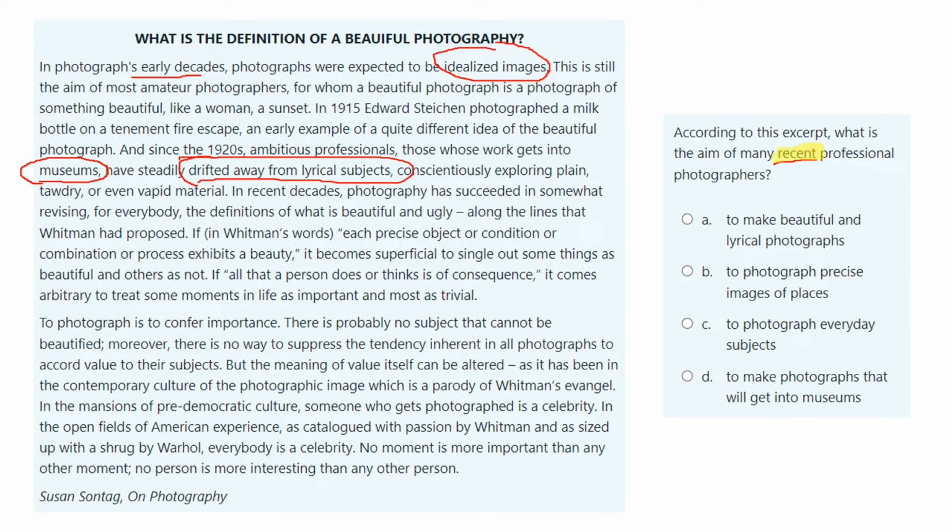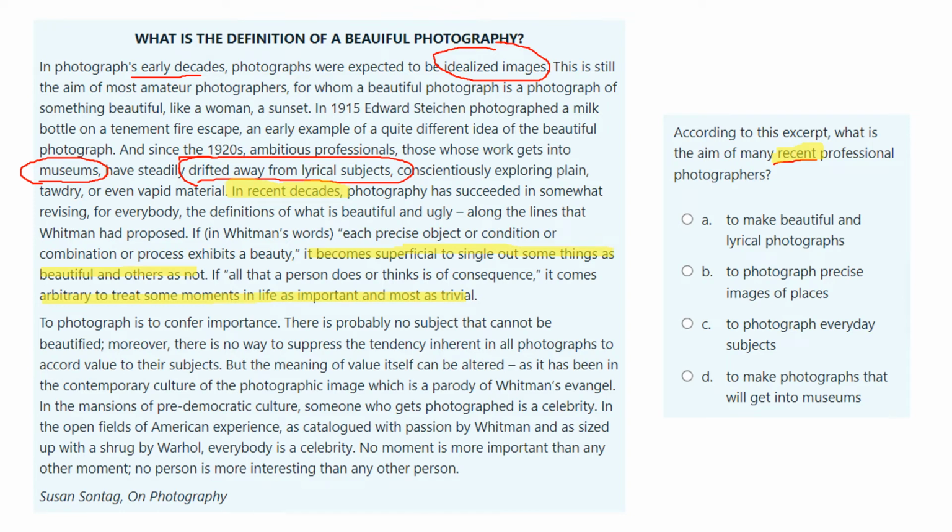We can actually see in the passage that it says in recent decades, photography has succeeded in somewhat revising for everybody the definitions of what is beautiful and ugly, along the lines of what Whitman proposed. So it becomes arbitrary to treat some moments in life as important and most as trivial. Everything becomes important. It becomes superficial to single out some things as beautiful and others as not. So they're not trying to get precise images. They're not trying to take beautiful things.